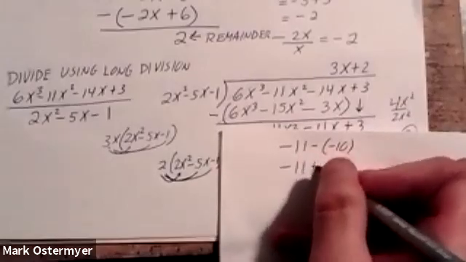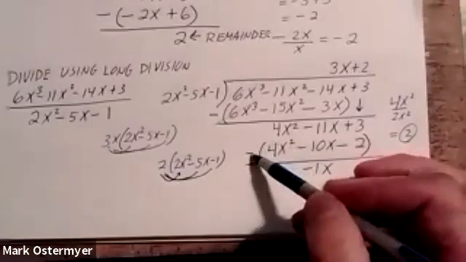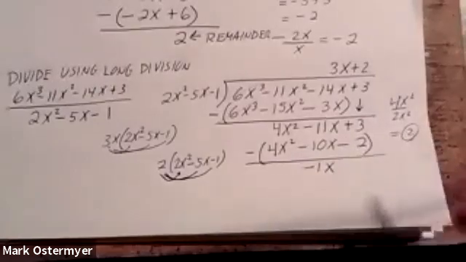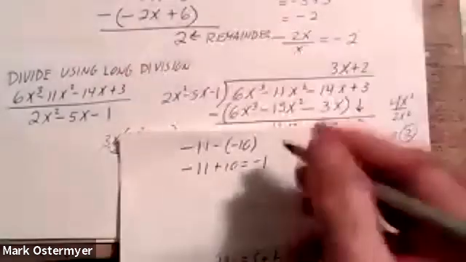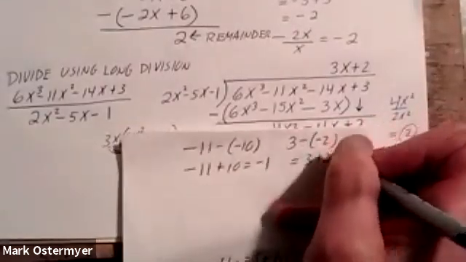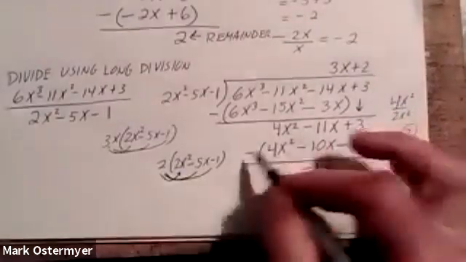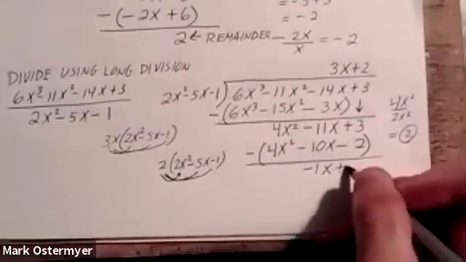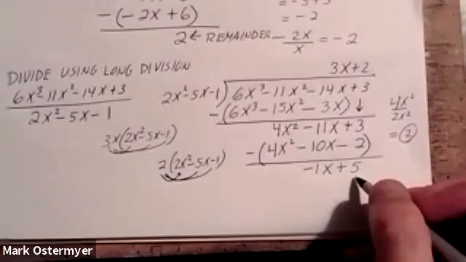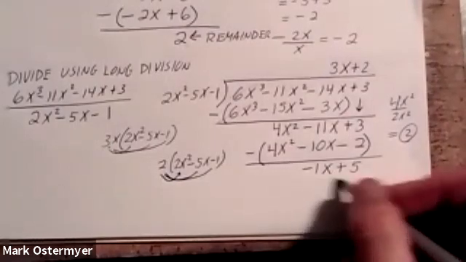That's a negative 11 plus 10, which is what? Negative 1. 3 minus negative 2. 3 plus 2. 5. 3 minus a negative 2 is plus 5. Now we have nothing else to bring down, so we're done. So therefore, this is our remainder here.